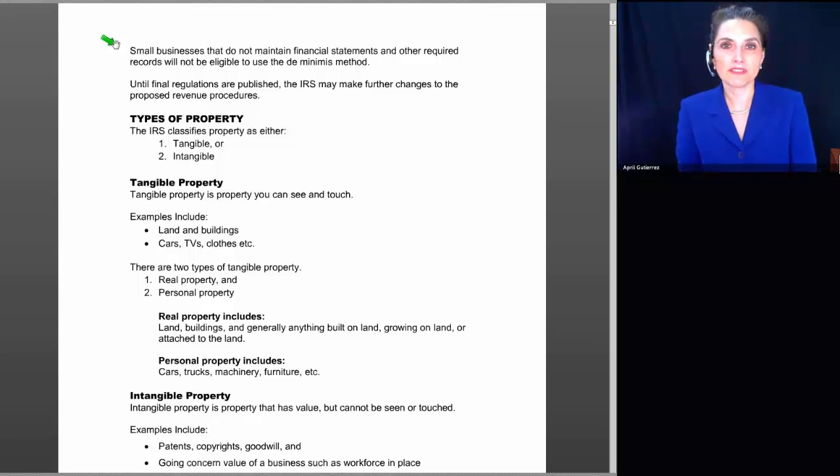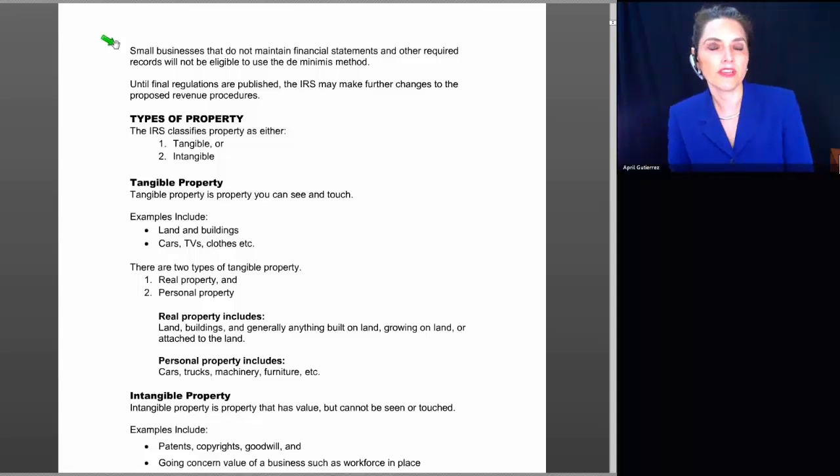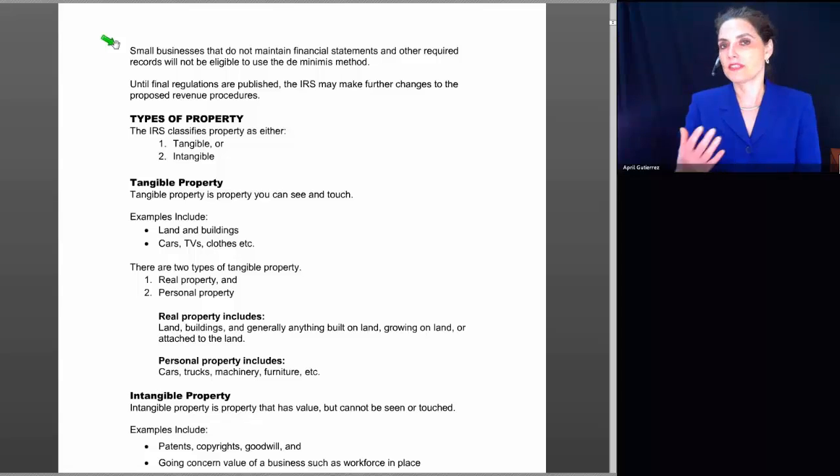So de minimis, the whole point of de minimis is that you would be able to purchase certain assets that have an anticipated useful life that exceeds a year and normally would need to be capitalized, but because the amount is de minimis, you can write it off instead of capitalizing it. And in order to be able to do that, you have to apply all of those de minimis rules, and most small businesses can't approach those.